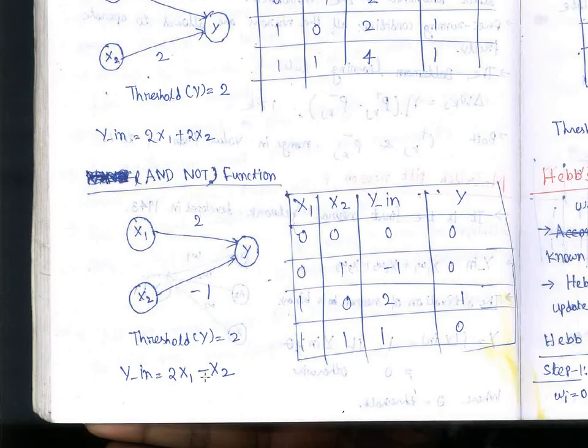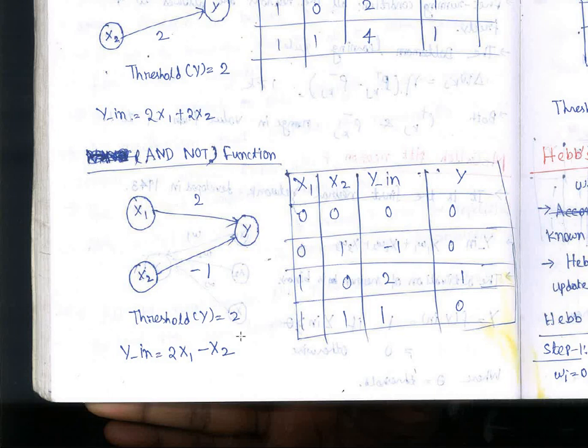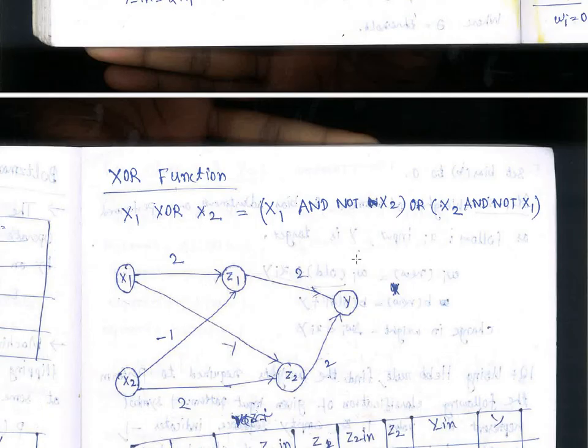And the NOT gate, x1 AND NOT x2, is 2x1 minus x2. Here the weight is 2 and here minus 1, and the threshold value is 2. So 2x1 minus x2: 2 into 1 minus 0 gives 2, and 2 into 1 minus 1 gives 1. The threshold value is 2, so only for this one we get output 1. Otherwise the value is 0.